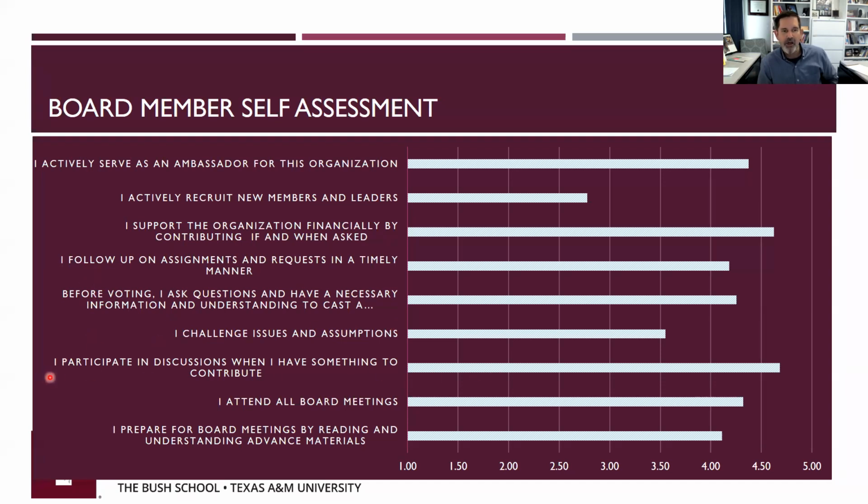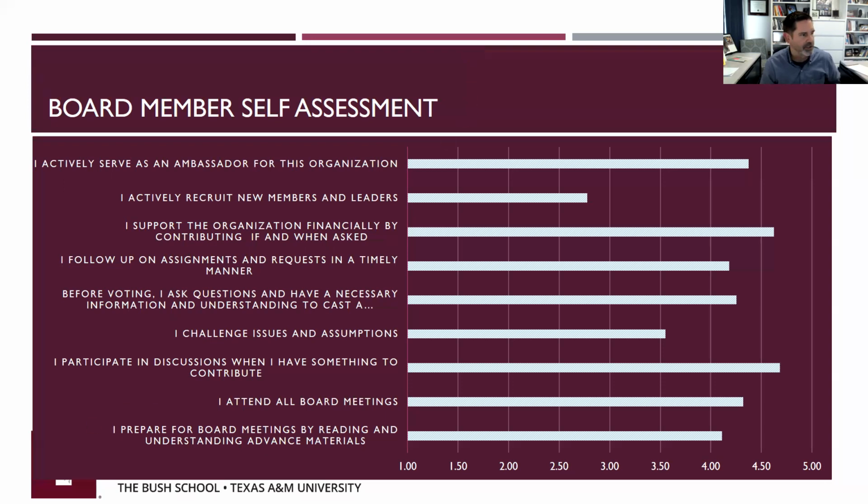So you can see the strengths. People are saying, oh, all in all, I contribute to participations and discussions when I've got something to say. I attend board meetings more or less, right? People are coming prepared, sort of, right? And so you can see some of these different measures in reference to the extent to which this is a board member's self-assessment about the extent to which they are fulfilling kind of basic board responsibilities.